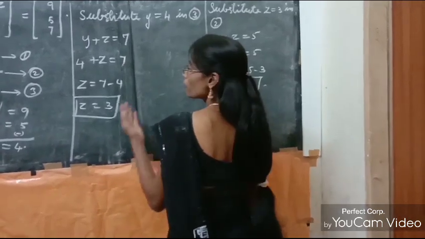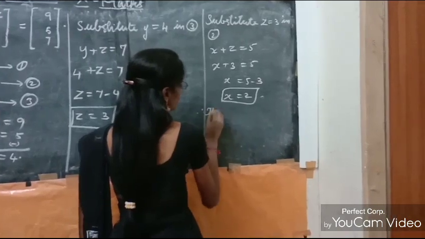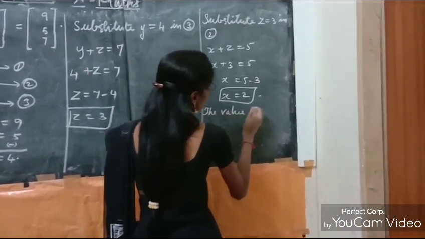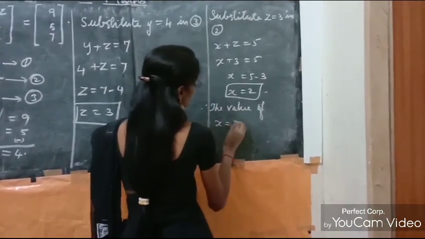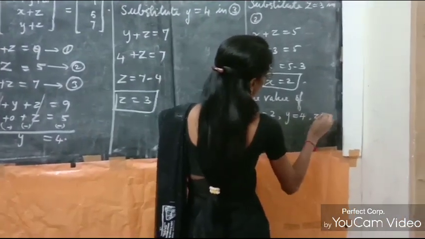We get the x value, y value and z value. Therefore, the value of x is equal to 2, y is equal to 4 and z is equal to 3.